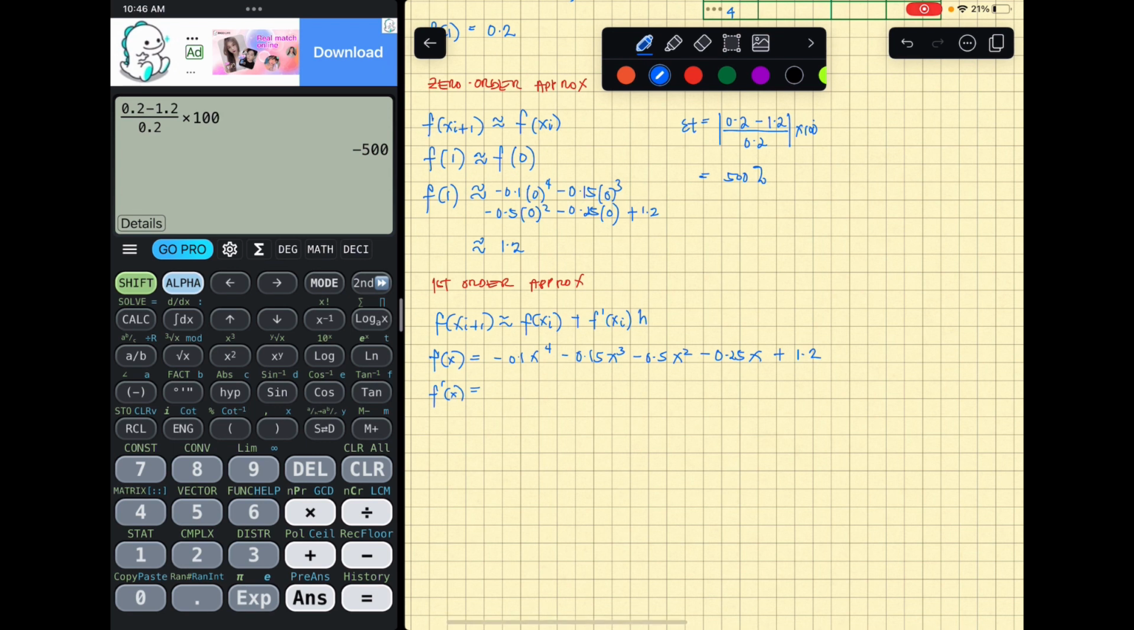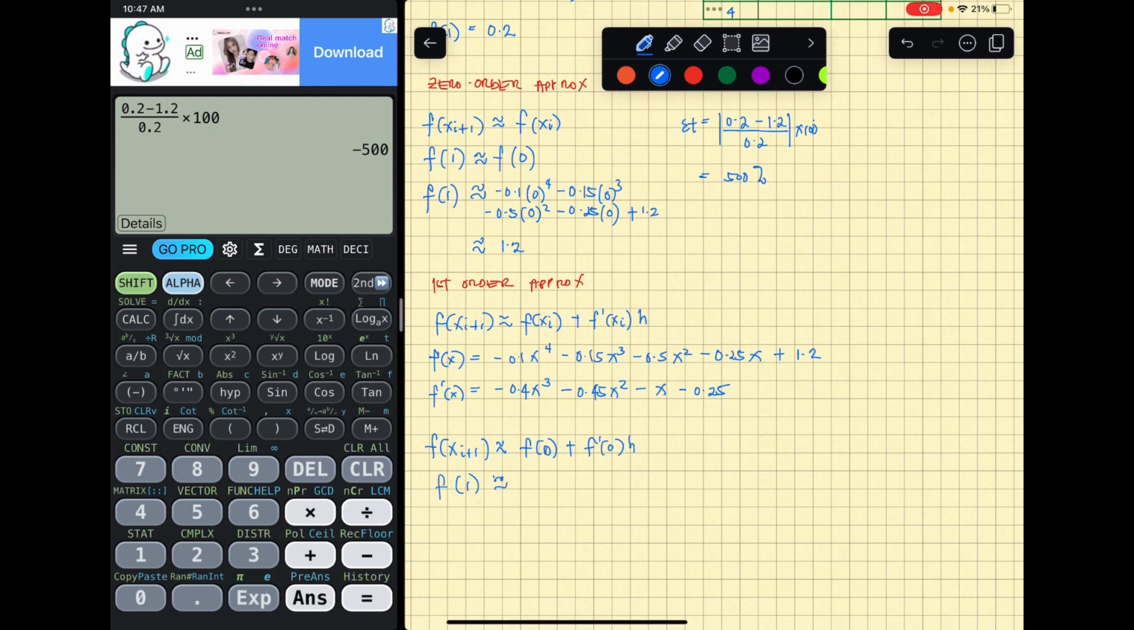So our f prime of x will be 4 times negative 0.1, so negative 0.4 x cubed, then 0.15 times 3, that is negative 0.45 x squared, then minus 0.5 times 2, that is 1, so just minus x, and then negative 0.25. The derivative of 1.2 is 0. So we have our f prime of x. Now we want to determine the next value, f of x sub i plus 1, approximately equal to f of 0 plus f prime of 0 times h.